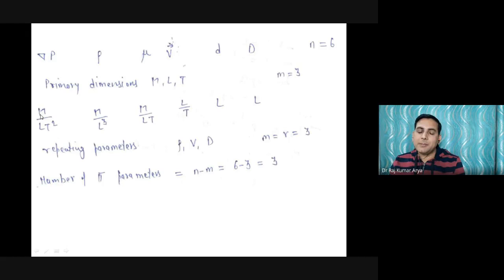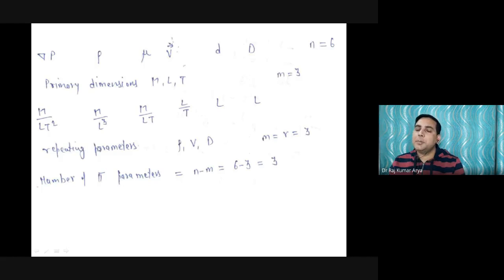Now you write the primary dimensions, all of them. Here, this is the pressure, ML minus 1, T minus 2, density kg per meter cube, viscosity ML minus 1, T minus 1, velocity L, T minus 1, diameter again L, diameter again L. So how many primary dimensions are there here? MLT only, 3. So that's what M is, 3.